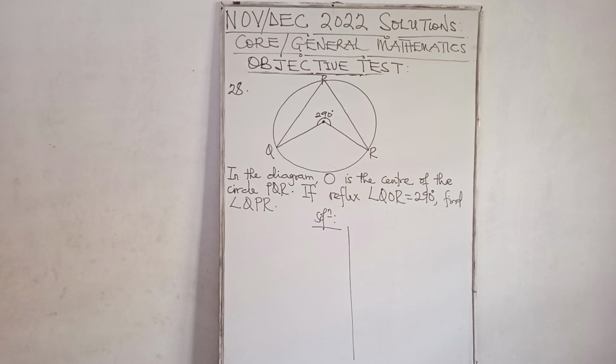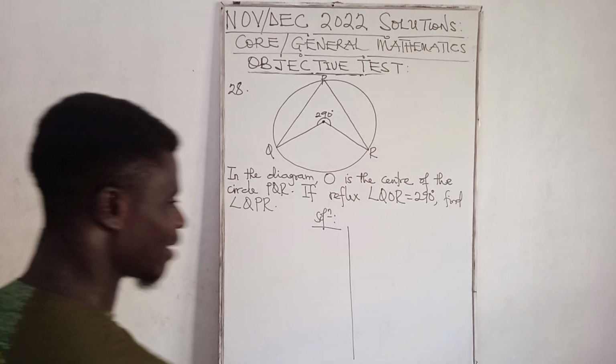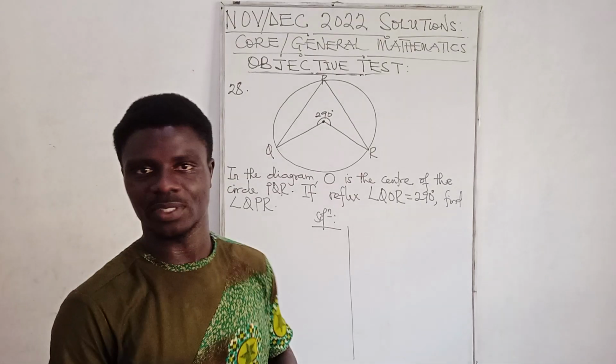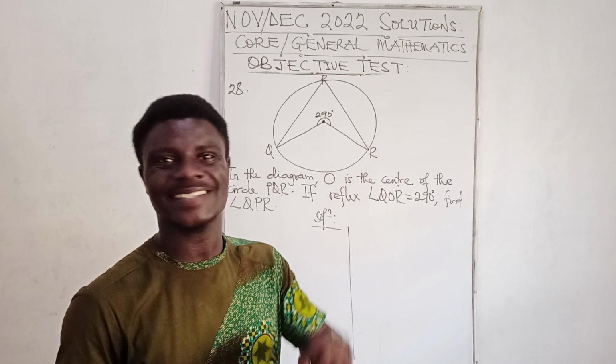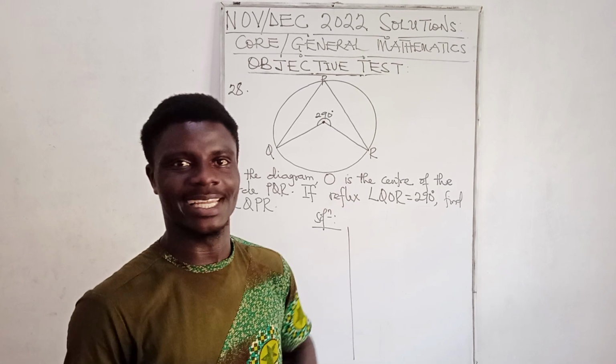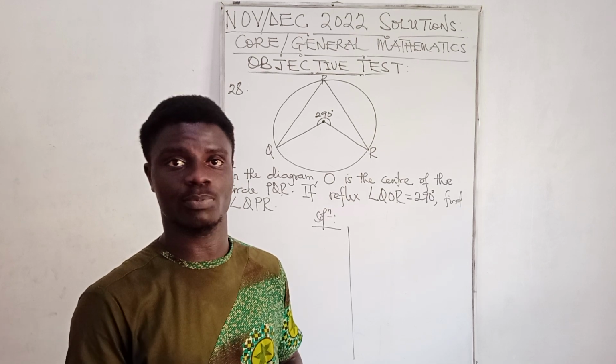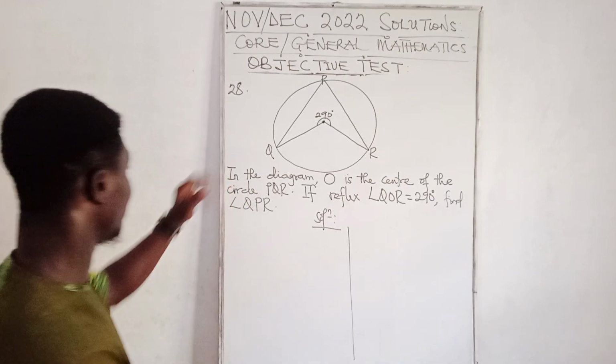All right, question 28. We still have another circle question here. So don't forget, WASSCE always has questions on circle theorems. So you better sit down and start learning that. It is very, very simple when you know that. So now let's see this question.